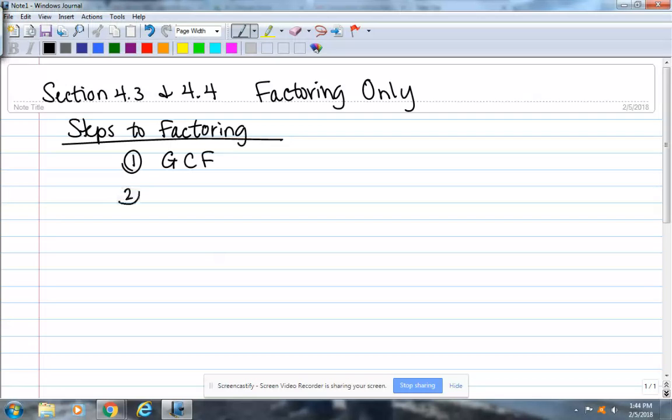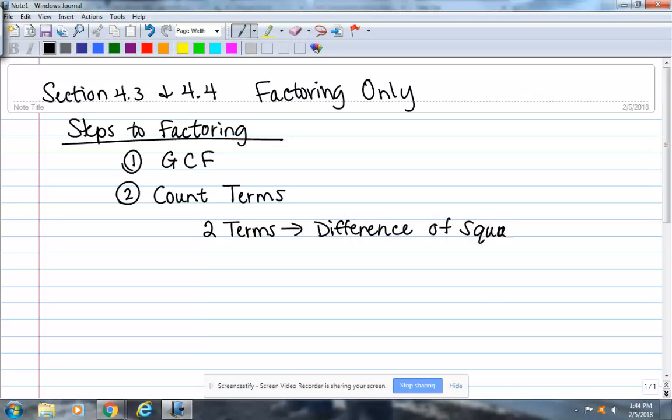The second thing we do is we count our terms. Now, our polynomials will usually have 2, 3, or 4 terms. So if we have 2 terms in our polynomial, we want to check to see if it's a difference of squares. And we'll talk about these today. If we have 3 terms in our polynomial, it's a trinomial. And we make tables to solve them.